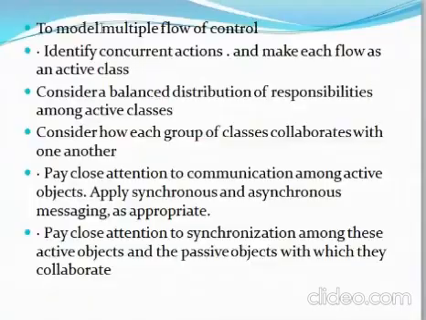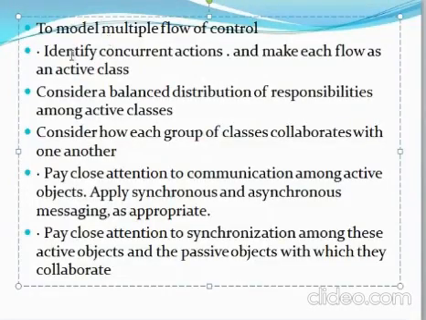To model multiple flows of control, first of all we have to identify the concurrent access and make it an active class. Then we have to distribute the responsibilities among these active classes. Then we consider how these objects collaborate from one to another. Then we have to pay attention to the communication between active objects and passive objects. We have to communicate using synchronous and asynchronous messaging.